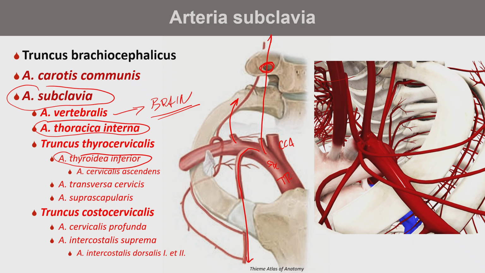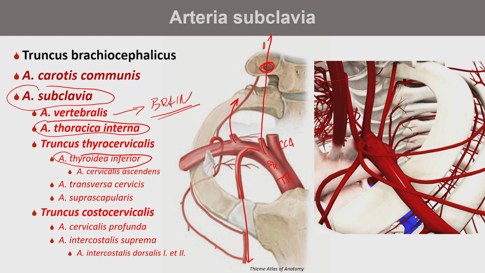Then one artery is called the ascending cervical artery, and this ascending cervical artery is supplying deep structures of the neck. Then we have the transverse cervical artery, and then the following branch, which is called the suprascapular artery, which we will see during the supply of the scapula or shoulder girdle.